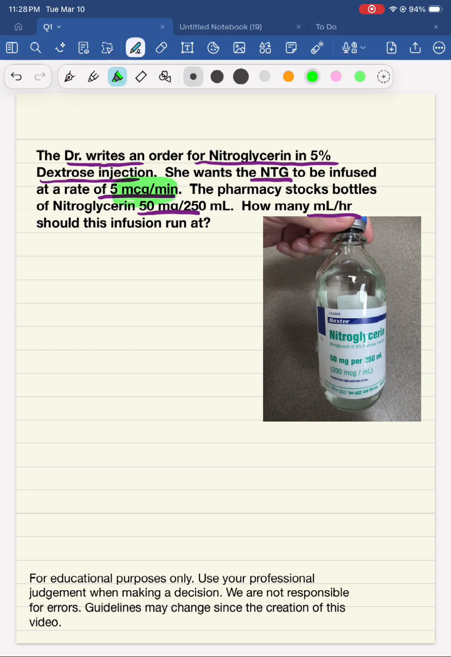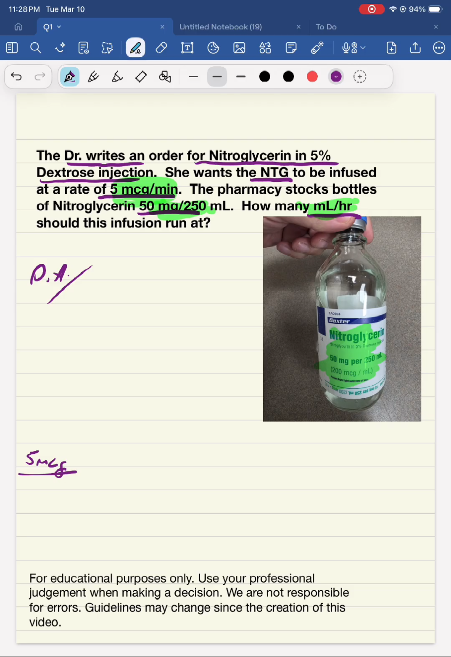5 micrograms per minute is the dose. 50 milligrams per 250 ml is what we have. The answer should be ml per hour. Take a look at this bottle. Take a look at it very carefully. This is a real-life bottle that we use in the hospital. First, we're going to do dimensional analysis. Then I'll show you a ratio proportion. And at the end, I'll show you some tricks.